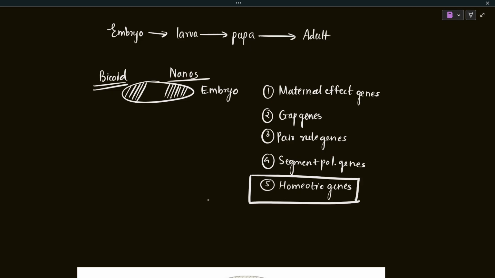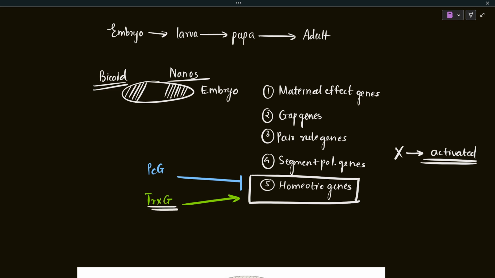The maintenance of this activated or repressed state is maintained by the Polycomb group of proteins or the Trithorax group of proteins. The Polycomb group of proteins maintains the repressed state of those genes, while the Trithorax group of proteins maintains the activated state of those genes. For example, let's say there's a gene X, and it is activated. This needs to be activated during the development of Drosophila. So the active state of this gene will be maintained by the Trithorax group of proteins during the life cycle of the cell, and in the progeny of that cell.